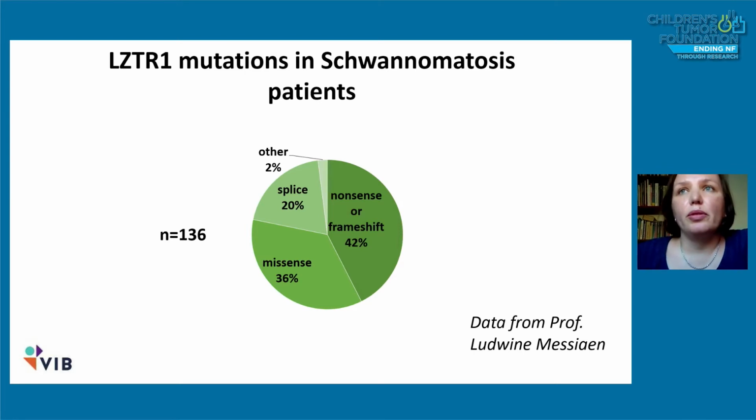About 30% of these mutations are missense. 20% of these mutations affect splicing of LZTR1 and completely destroy production of functional LZTR1 protein. And about 40% of these mutations are nonsense or frameshift. So taken together, they suggest that the majority of schwannoma-associated LZTR1 mutations more or less completely disrupt expression of LZTR1.